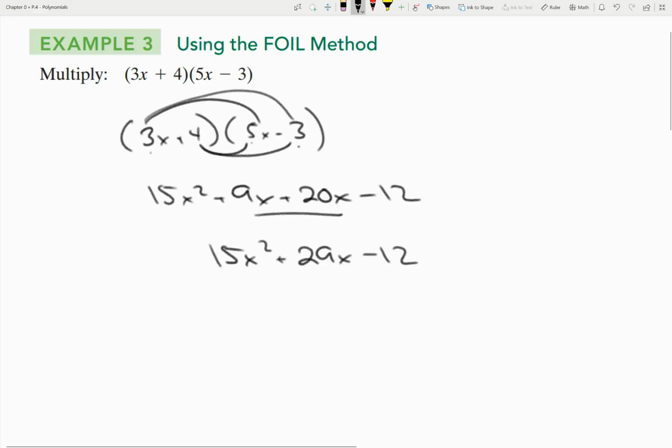And I think I made a mistake. I did. Look at that. That's a negative. So this isn't 29. I apologize. That is an 11x. Okay. Always check your signs. Check your signs. All right, let's try that again. Hopefully I'll get it right this time.